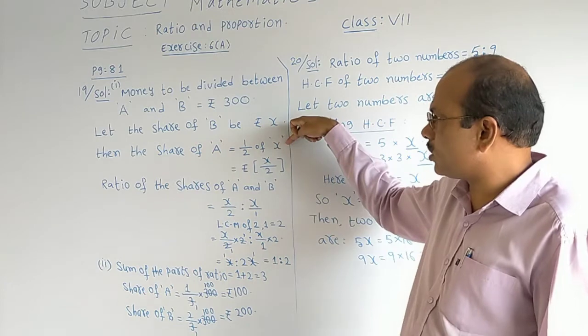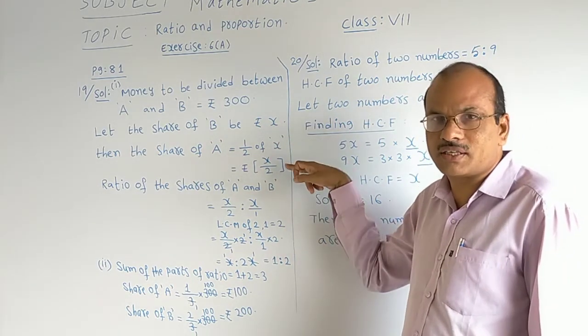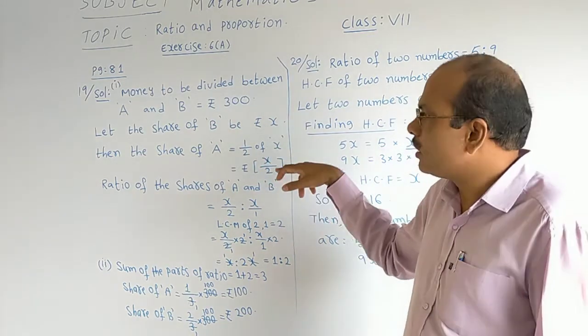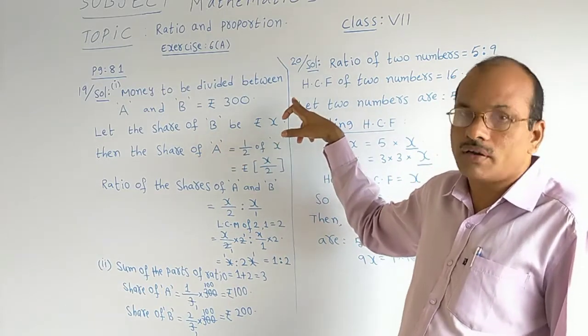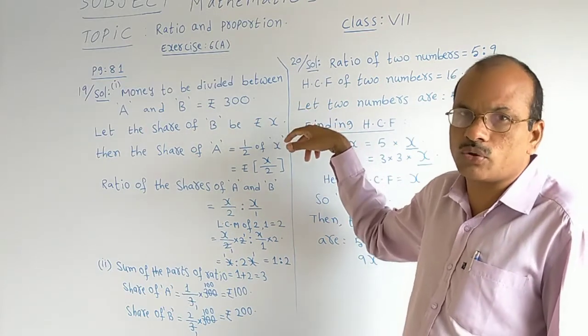Half of X is nothing but X by 2 rupees. Now the share of A is X by 2 and the share of B is X. Based on the information given in the question, we have taken those.